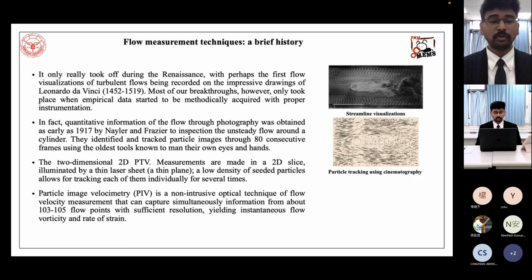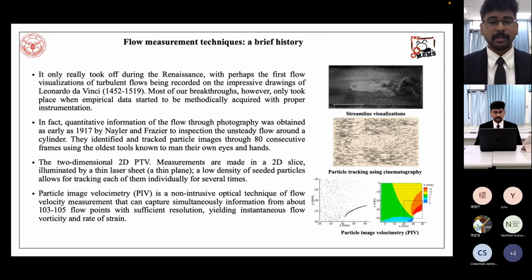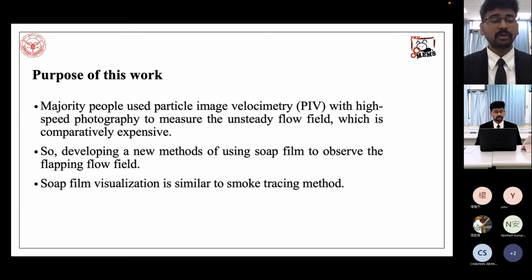Moving on to one more technology, which is very expensive, particle image velocimetry, PIV, is a non-intrusive optical technique for flow velocity measurement, which can capture simultaneous information from about 10^3 to 10^5 flow points with sufficient resolution, yielding instantaneous flow vortices. Yes. So now I'm going to move on to the purpose of this work.